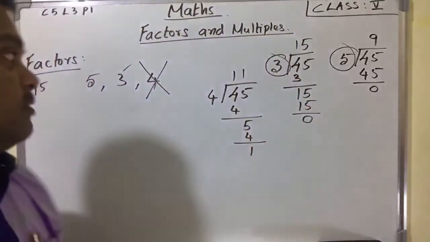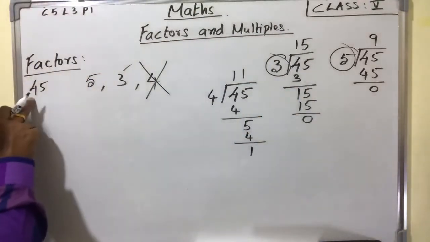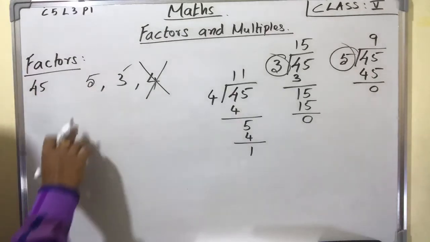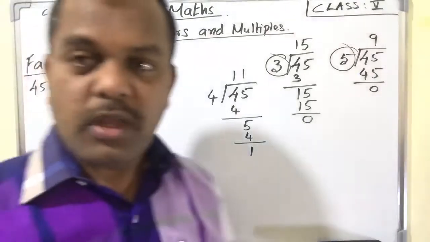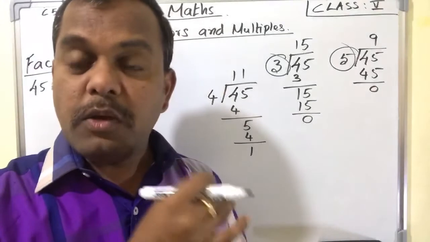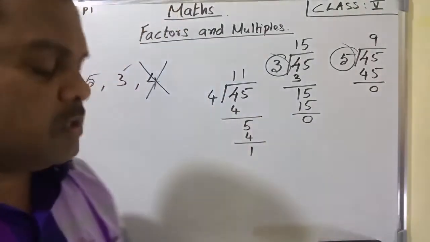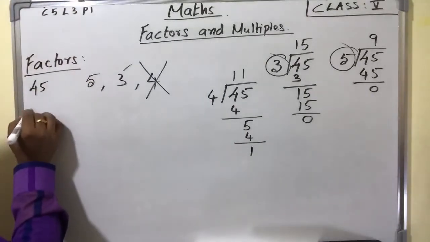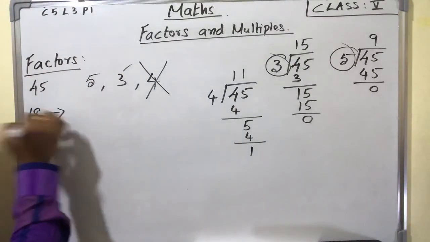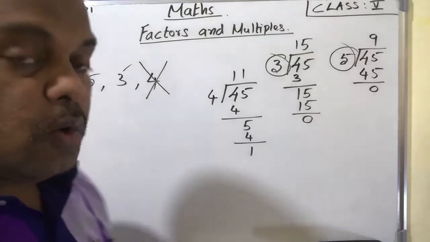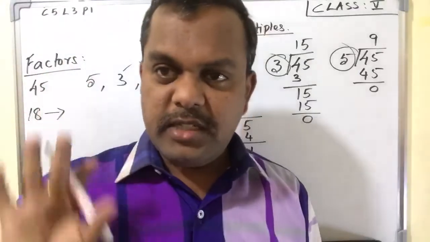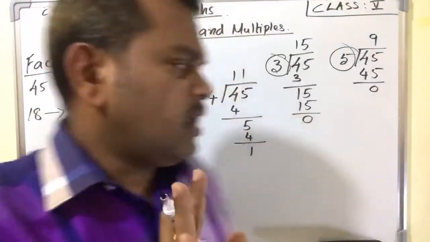This is called a factor. But not only 5 and 3 for 45, more numbers are there. Okay, I am just explaining what is a factor. Next, one more number I will give you, 18. Now I am going to write what are the factors of 18.